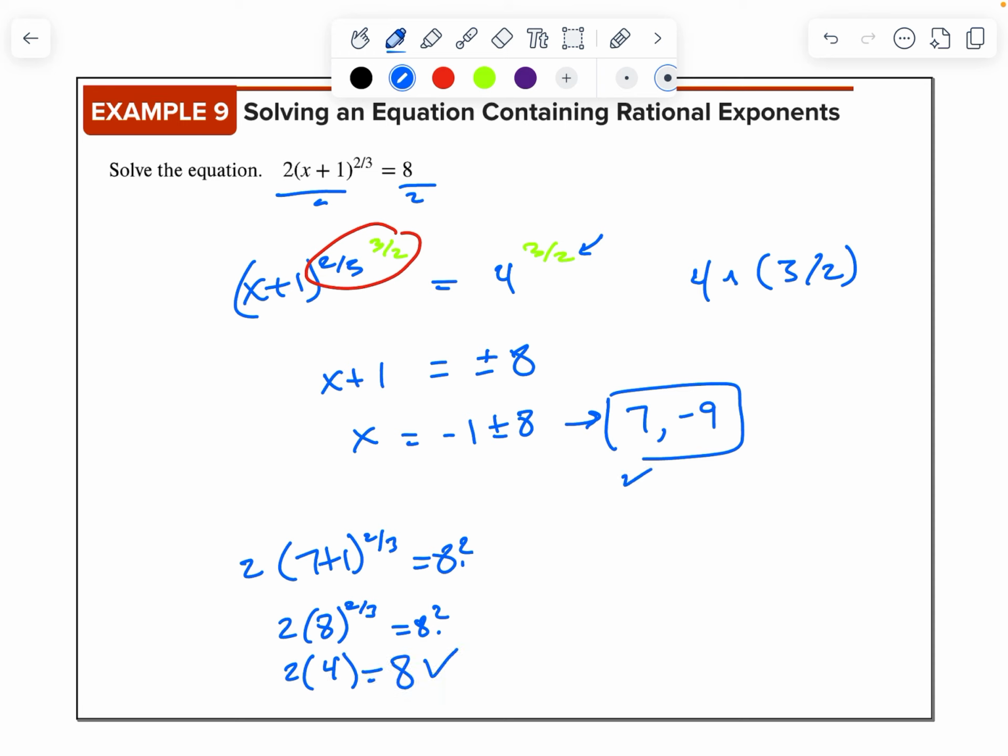How about -9? 2(-9 + 1)^(2/3) = 8. 2 times (-8)^(2/3). (-8)^(2/3) is 4. And 2 times 4 does equal 8. So it seems like both of those work. Great.